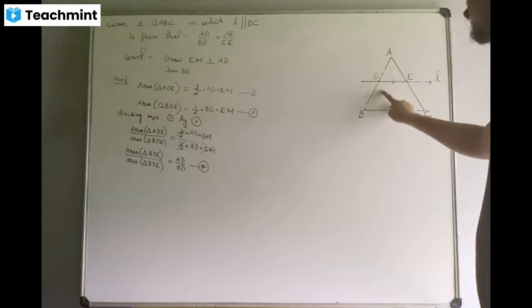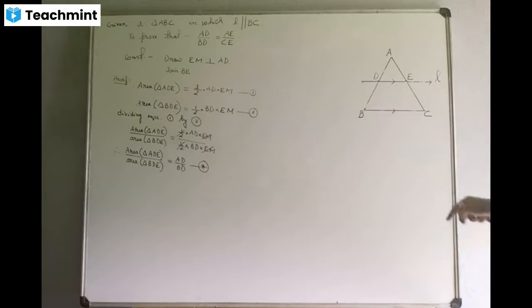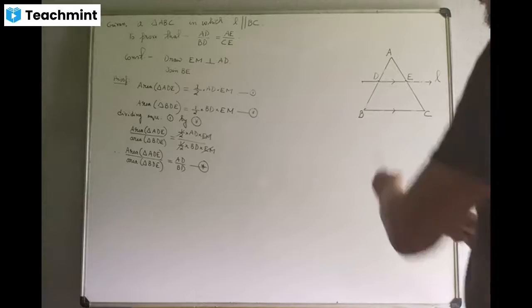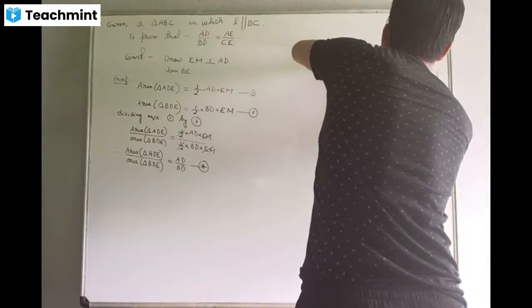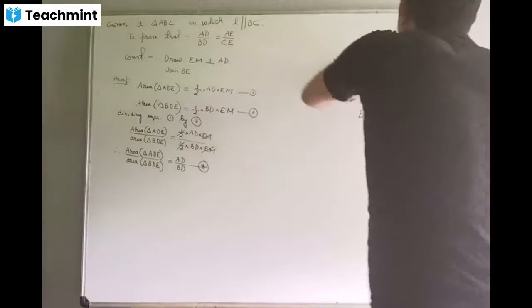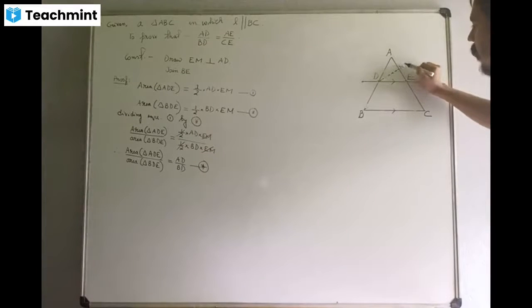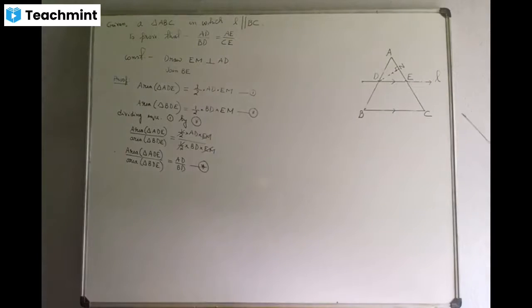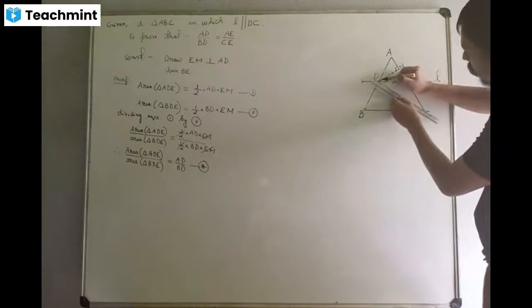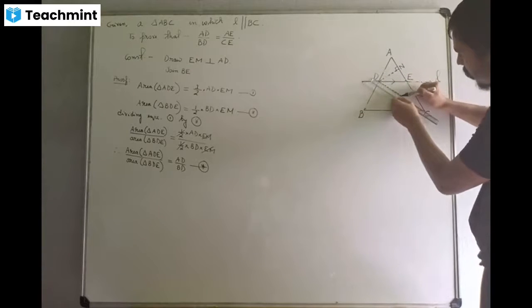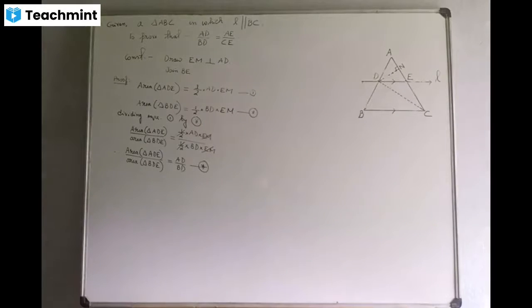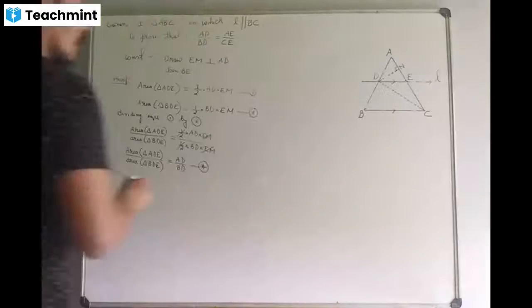So in the second part, this time I'm going to draw DN, which is perpendicular to your side AE, and also you join CD. So I will complete the construction here.